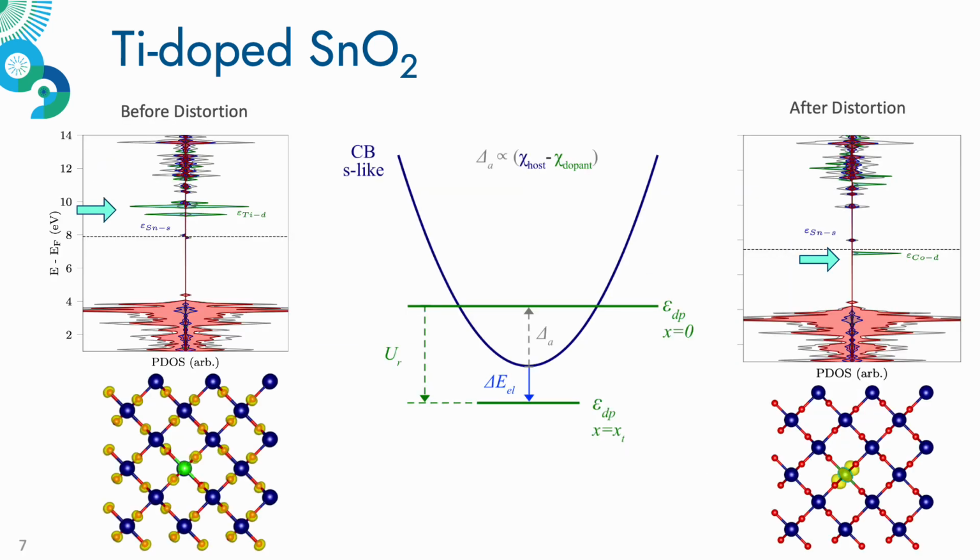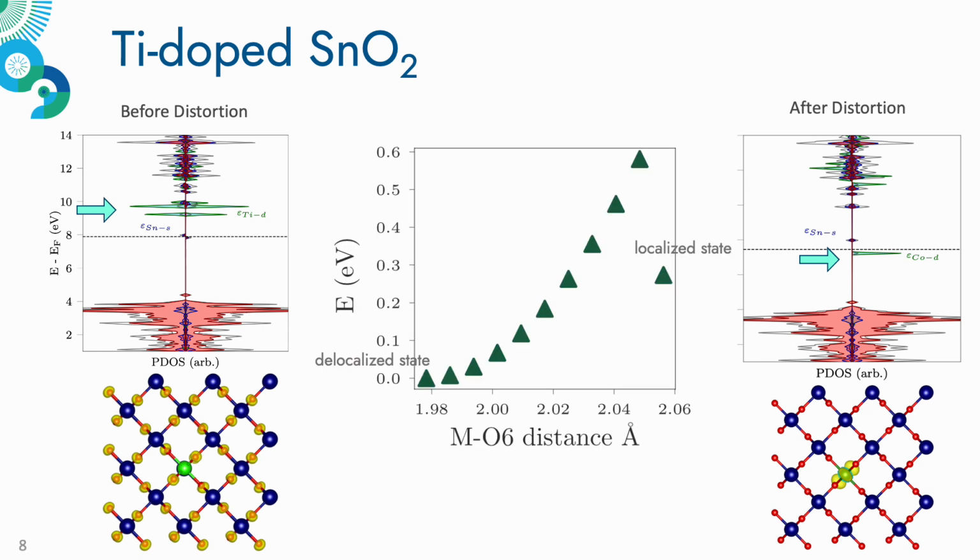Once the extra electron is added to the system, in the delocalized configuration, the extra electron is at the conduction band minimum, the dopant level is above the CBM, and the extra electron is shared among all the orbitals of tin oxide. While in the localized configuration, the dopant level is lowered below the CBM, and the extra electron is localized on the single titanium dopant. And this is exactly the coexistence domain that we want to achieve.